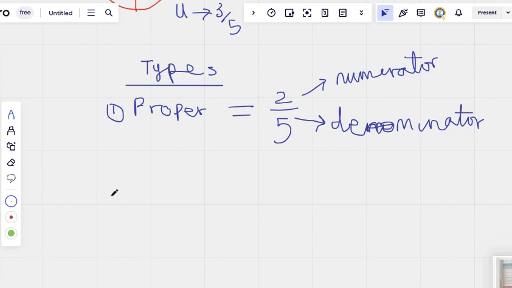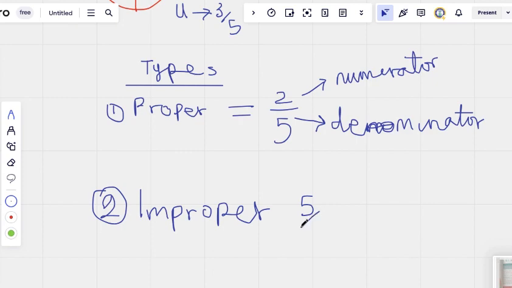The second type of fraction is the improper fraction. Something that is improper is not supposed to be. Like I said, if the head is bigger than the whole body, that's very improper. The head is bigger than the body, meaning the numerator, the top part of the fraction, is bigger than the bottom one. Like 5/2. This is an improper fraction.